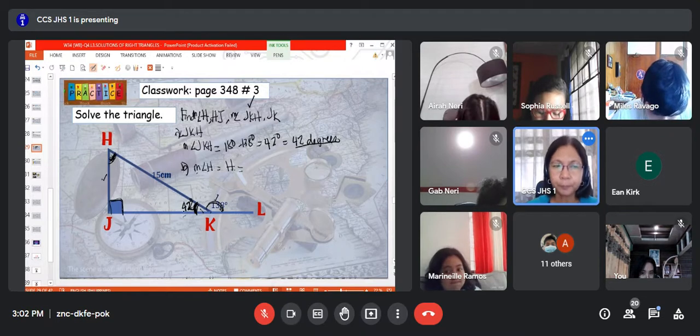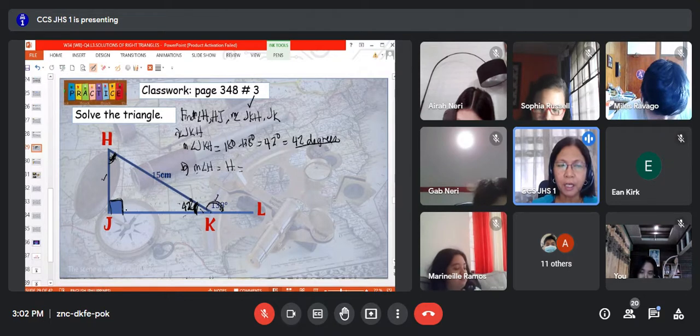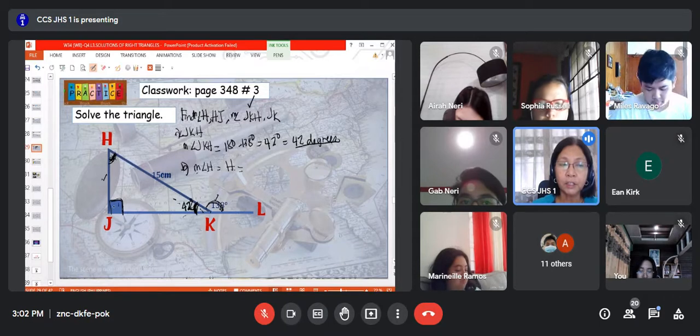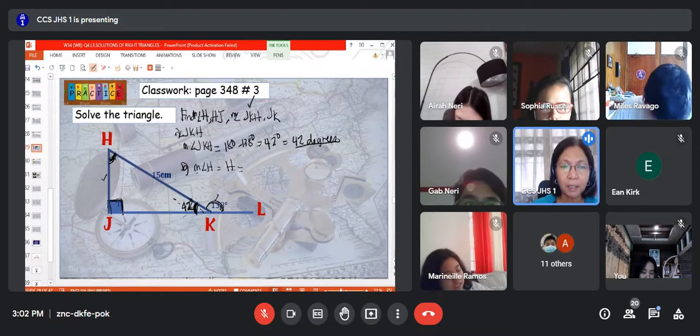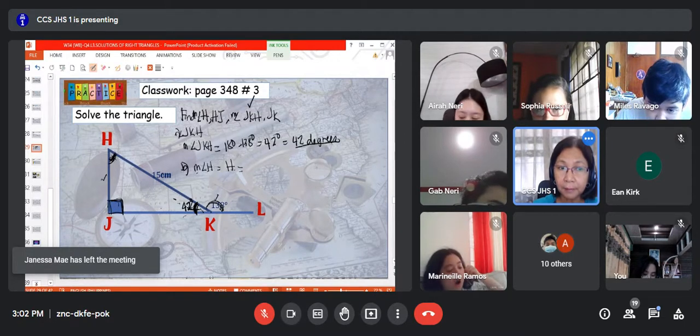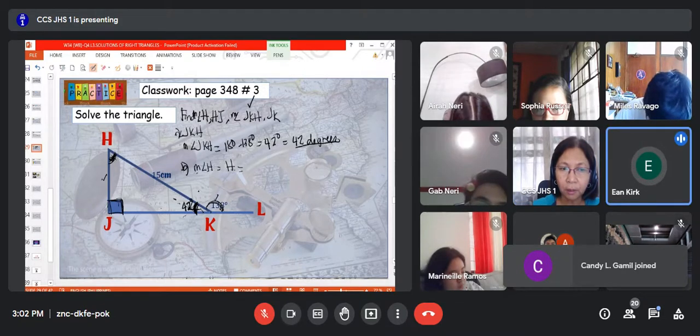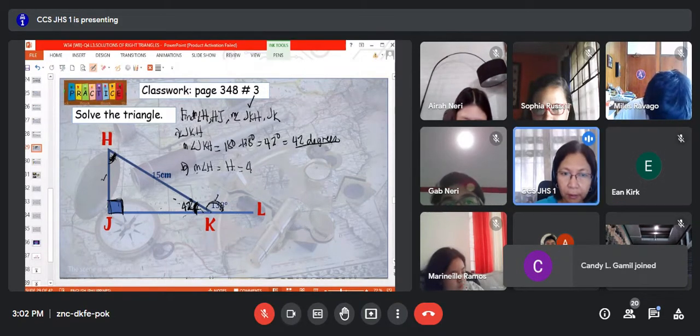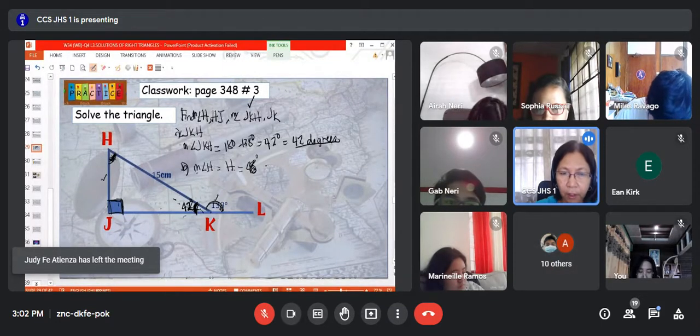The sum of the three angles inside the triangle is 180 degrees. Since you already have a 90-degree angle here, angle H and angle GKH add up with it. So how much is angle H? If this is 42 here, 48. Very good, 48 degrees.